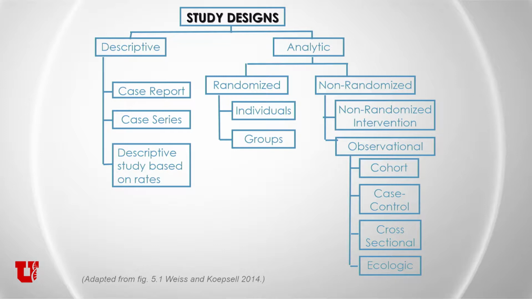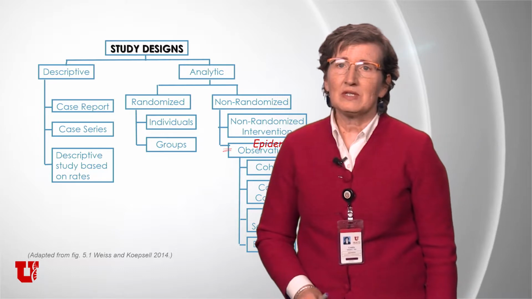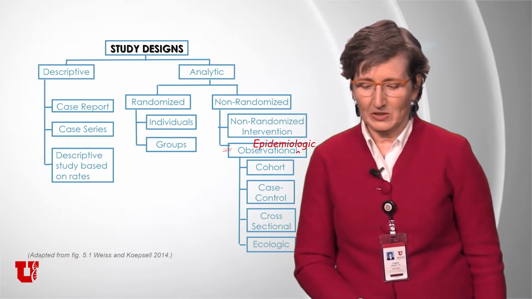Then farther down on the right, we get to observational studies, which are the main purview of epidemiology and of this course. The epidemiologic study designs include cohort, case control, cross-sectional, and ecologic designs. So I would say that under observational is mostly what epidemiology and this course are going to address.